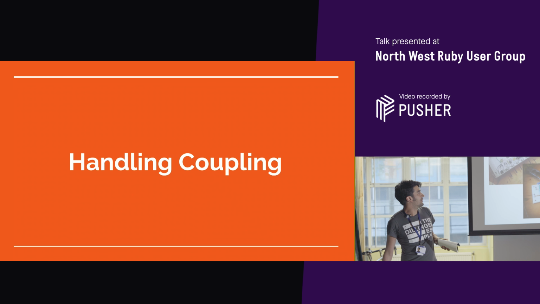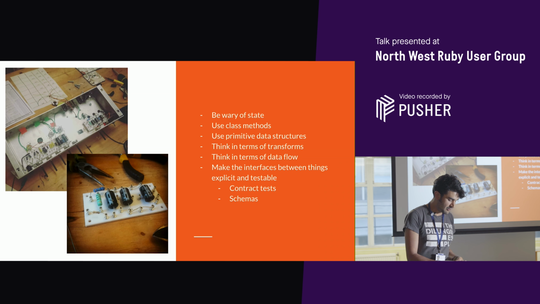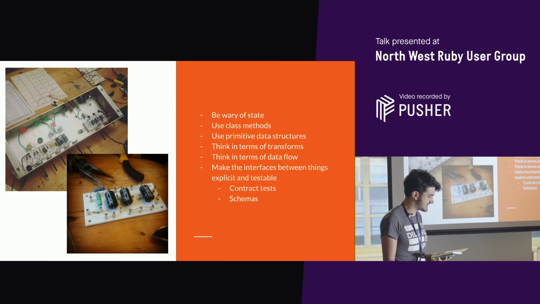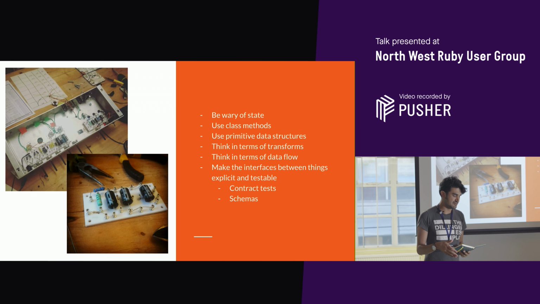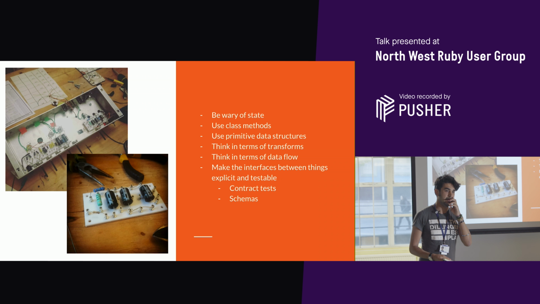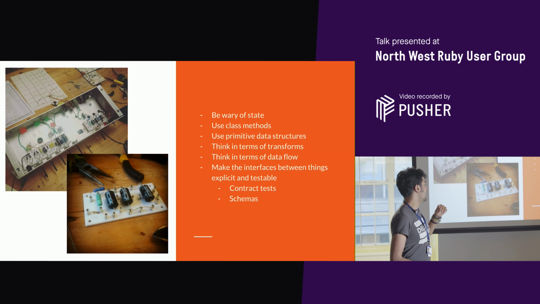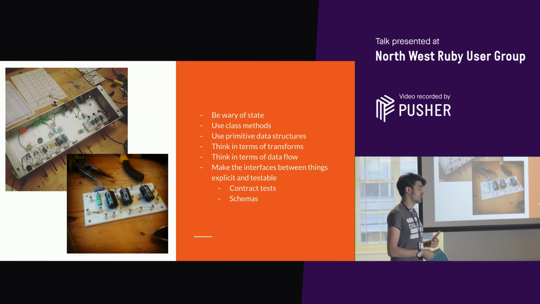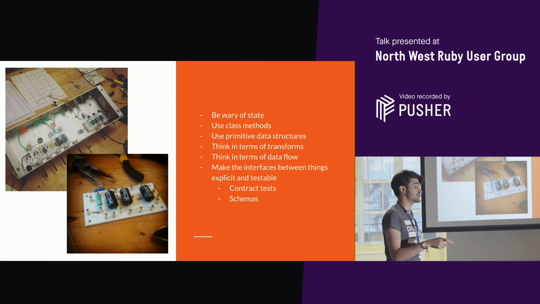So, handling coupling. I've talked about coupling before, but the important real takeaway from this, right, is that analog signal flow in a lot of ways is kind of analogous to the way control flow and data flow work in our programs. And in a lot of ways, it's also analogous to the way that functional programming works. Sorry, I have to mention functional programming because it is a simpler way of thinking about how state moves through our programs.